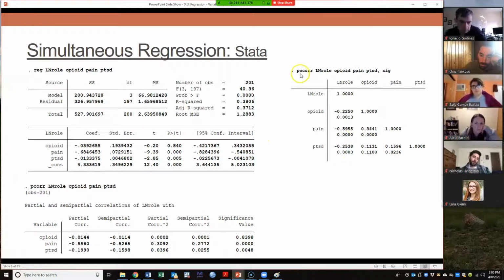And then PW core, this is just giving you bivariate correlations. This sig at the end is just giving you significance values or p-values. So same type of stuff, just the format looks a little bit different.